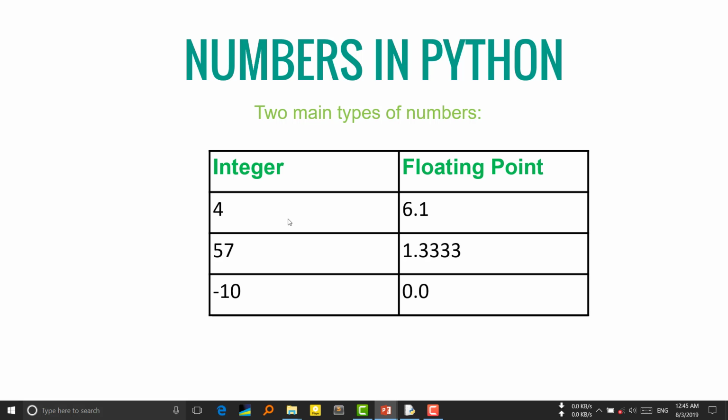Well, an integer type number will take memory. A floating point number will take more memory because of the precision. The whole number 4 is only one digit, but 6.1 is two digits, and also 57 and 1.33333 and so on. The precision of 57 and 1.333 is different. 57 will take memory, and 1.333 will take more memory.